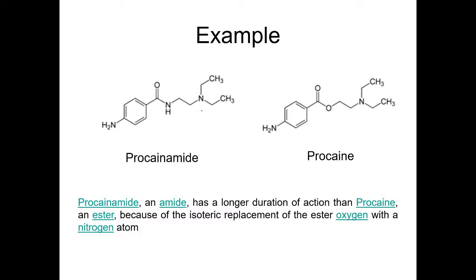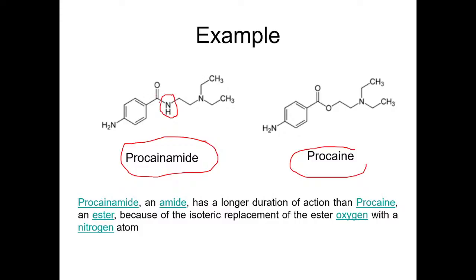So if you look at the structure, what is the difference between these two structures, procainamide and procaine? Can you spot the difference? The amine is replaced by oxygen. Where? Primary amine or secondary amine? Secondary amine, sir. So that is the amine attached to the carbonyl carbon, and this is replaced with an oxygen.